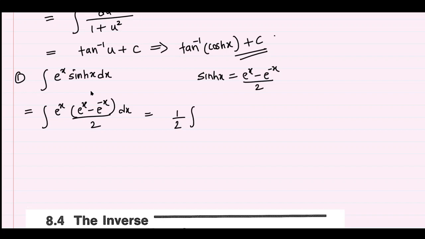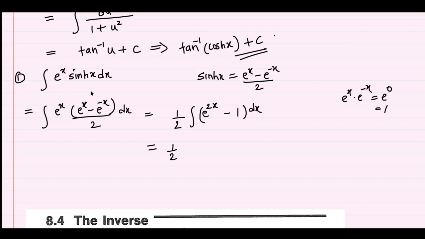So this is the integral of e^x into e^x, which is e^(2x), minus e^x into e^(-x). So it is e^0, which is 1. Okay. So we will get minus 1 dx. Now we can do integration.